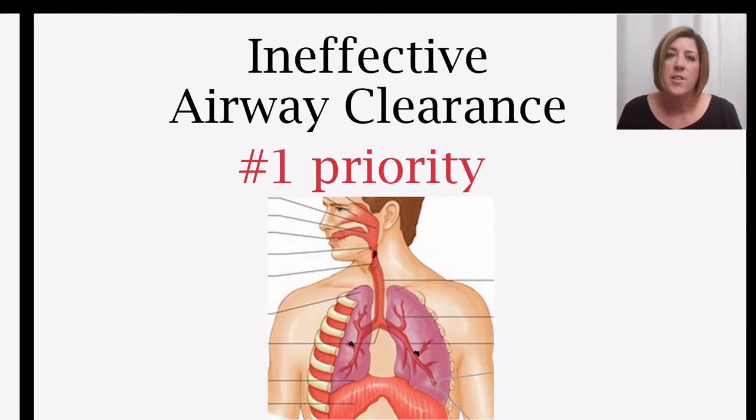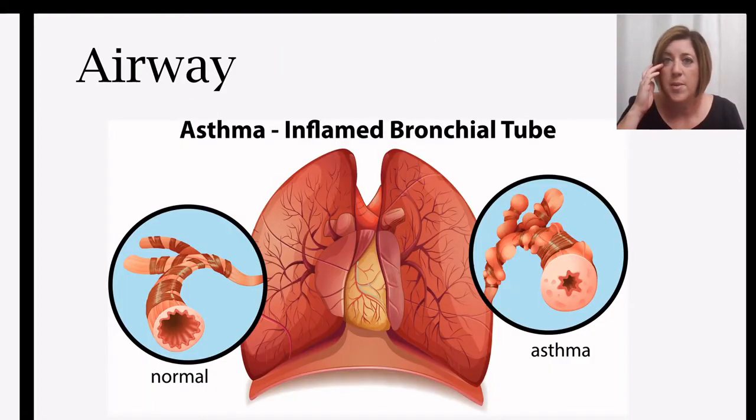Another example is somebody with a decreased level of consciousness. They can't protect their own airway, so we have to do it for them with an artificial airway. And then the airway itself can become inflamed. One disease process where that occurs is asthma. So the tissue of the airway gets inflamed and narrows, where not as much air can get through the airway. So anytime your patient has an obstructed or partially obstructed airway, the first thing you're going to do is try to get that airway open.